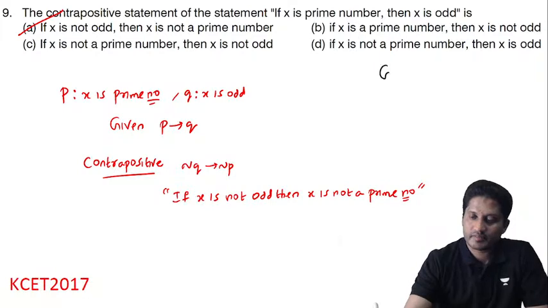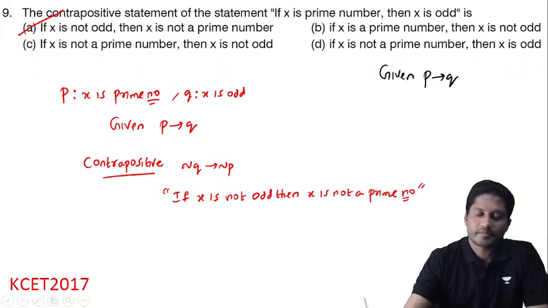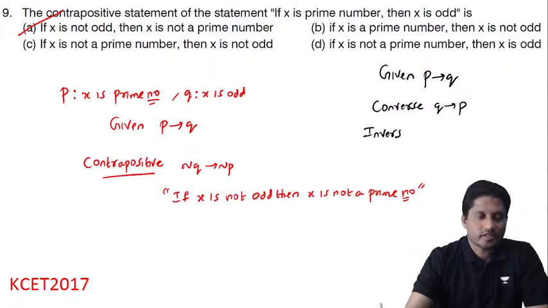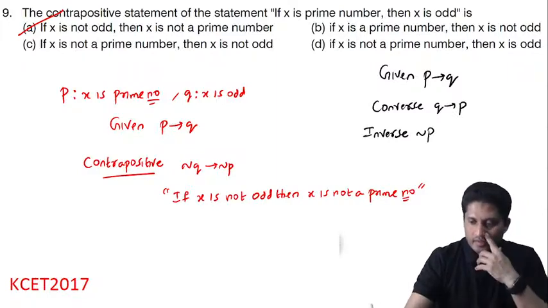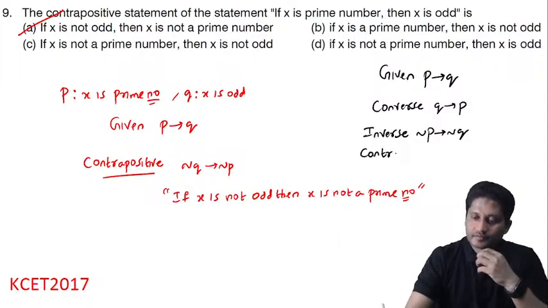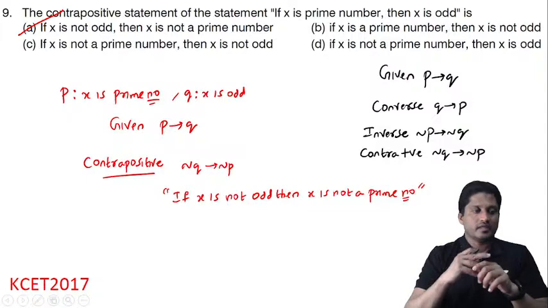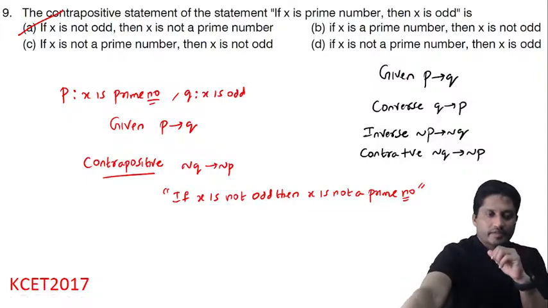Whenever you have a given statement p implies q, converse will be q implies p. Inverse will be negation p implies negation q, and contrapositive will be negation q implies negation p. So we have done this before as well, right? Let's move to the next question.